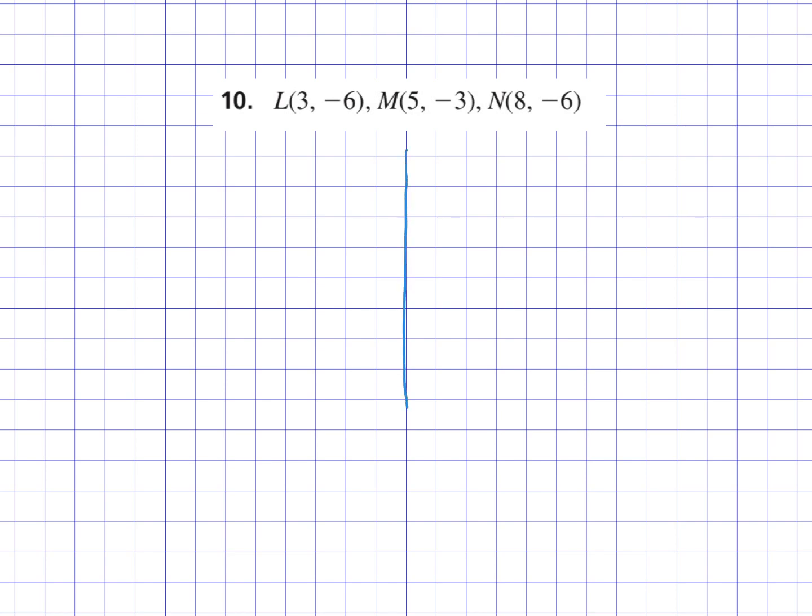Again, we're going to draw all this out. So 3, negative 6, 1, 2, 3, 1, 2, 3, 4, 5, 6 is L. And then 5, negative 3, 4, 5. Oops. 5, negative 3. It's right there. That's going to be M. And 8, negative 6. 6, 7, 8, and negative 6 will be N. All right.